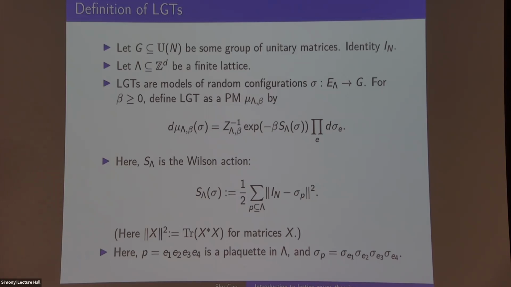And maybe now I just want to pause for a moment and make some elementary considerations about the behavior of this measure. Suppose we take beta to be fairly large. So what typically happens if you take a random sample from this measure? Well, you want this action to be small, because you're taking exponential minus. And so what does it mean for a configuration to have a small action? It means that for most plaquettes in your lattice, the associated plaquette variable sigma p is close to the identity matrix. And then you might ask, what are the minimizers of this action? Well, one obvious minimizer is the all-identity configuration, so I assign every edge the identity, that means every plaquette variable will also be the identity, and that gives me 0 action.